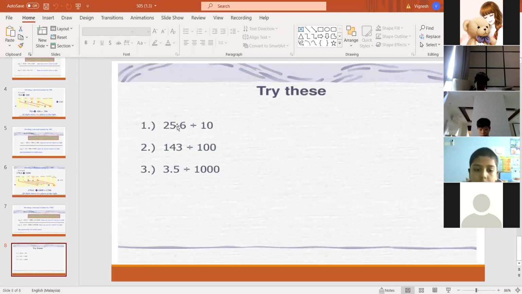The simplest way, teacher would say, is just moving your decimal place. Okay, try question number 2 and 3 for me, can?